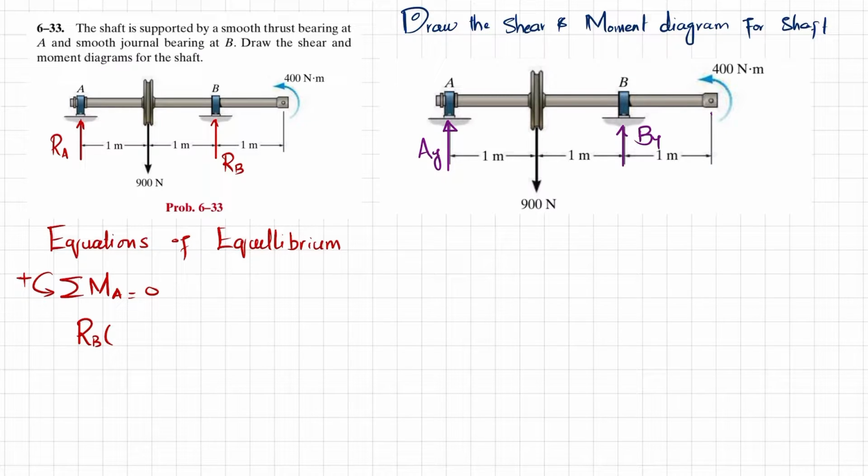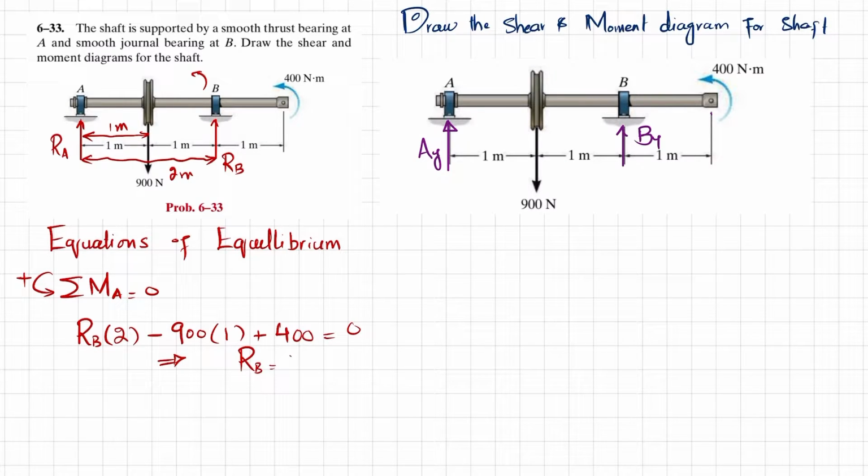So we will write RB times the perpendicular distance of 2. You can check it, this distance is 2 meters. This is producing a counterclockwise moment, so it will be positive. Minus 900 times the perpendicular distance, which is 1 meter, plus 400 is equal to 0. So when you solve this, you will get RB equal to 250 Newton.